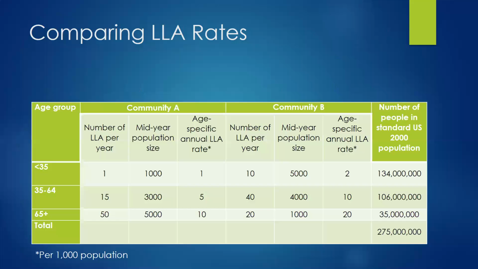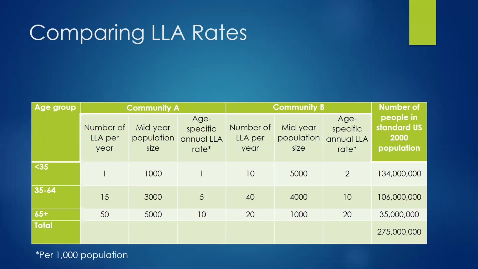So here's another example of using direct adjustment to adjust rates. So we have these two communities here, and we're looking at the number of lower limb amputations per 1,000 population per year. And we see that in community A, we had 1 amputation in the under 35 group, and there were 1,000 people. So that gives us an age-specific rate of 1 per 1,000. And there were 15 people aged 35 to 64 who had an amputation out of 3,000, and then 50 people out of 5,000 in the 65 and older group.